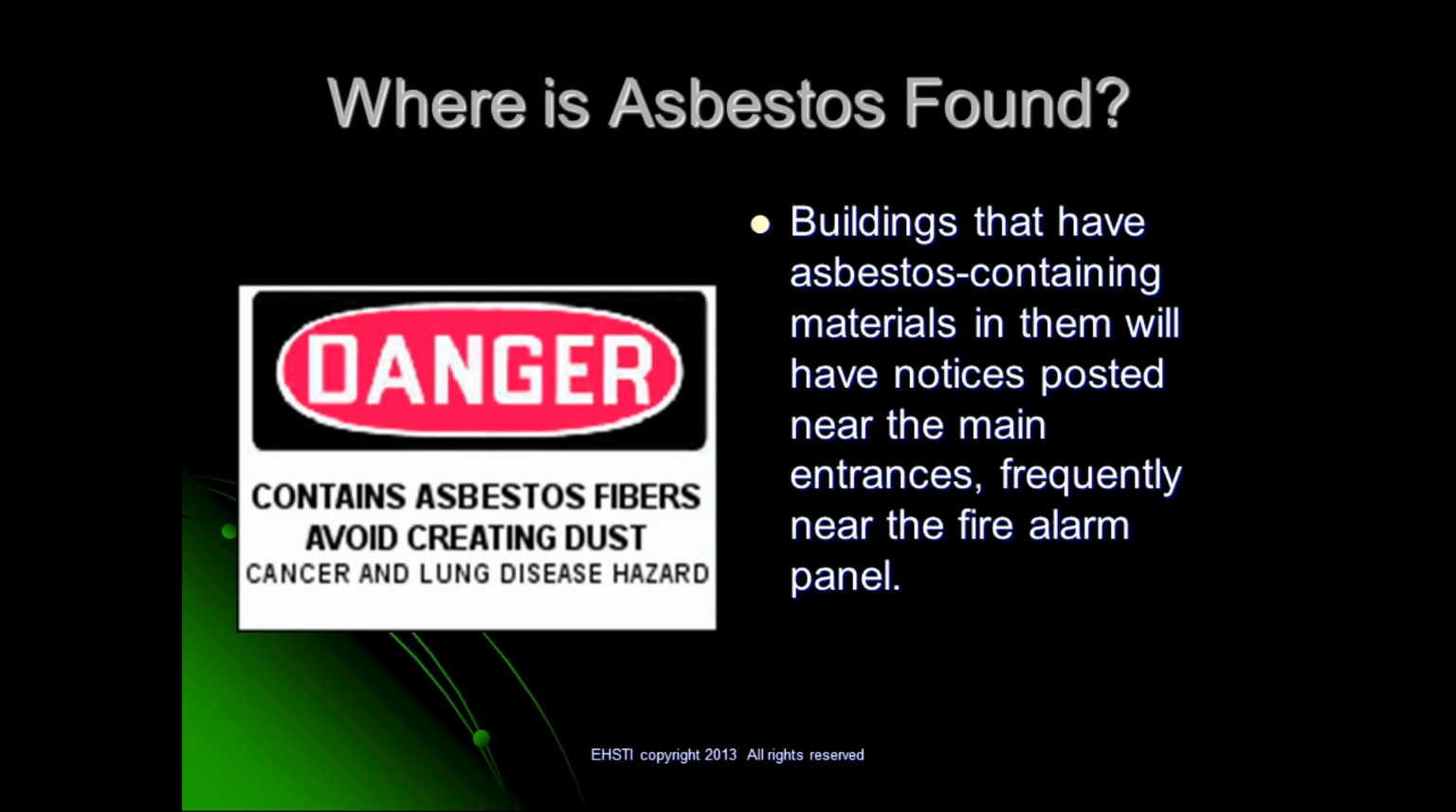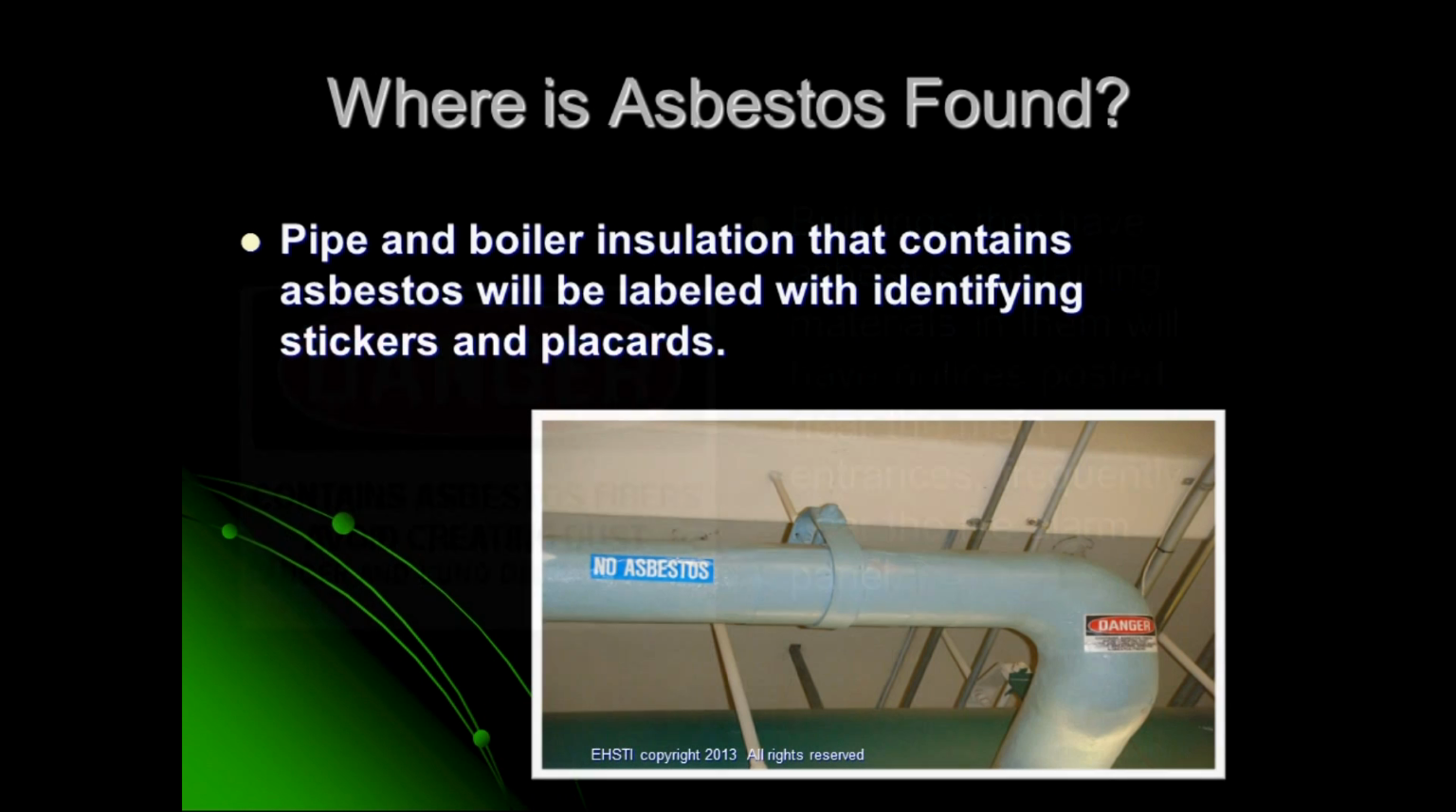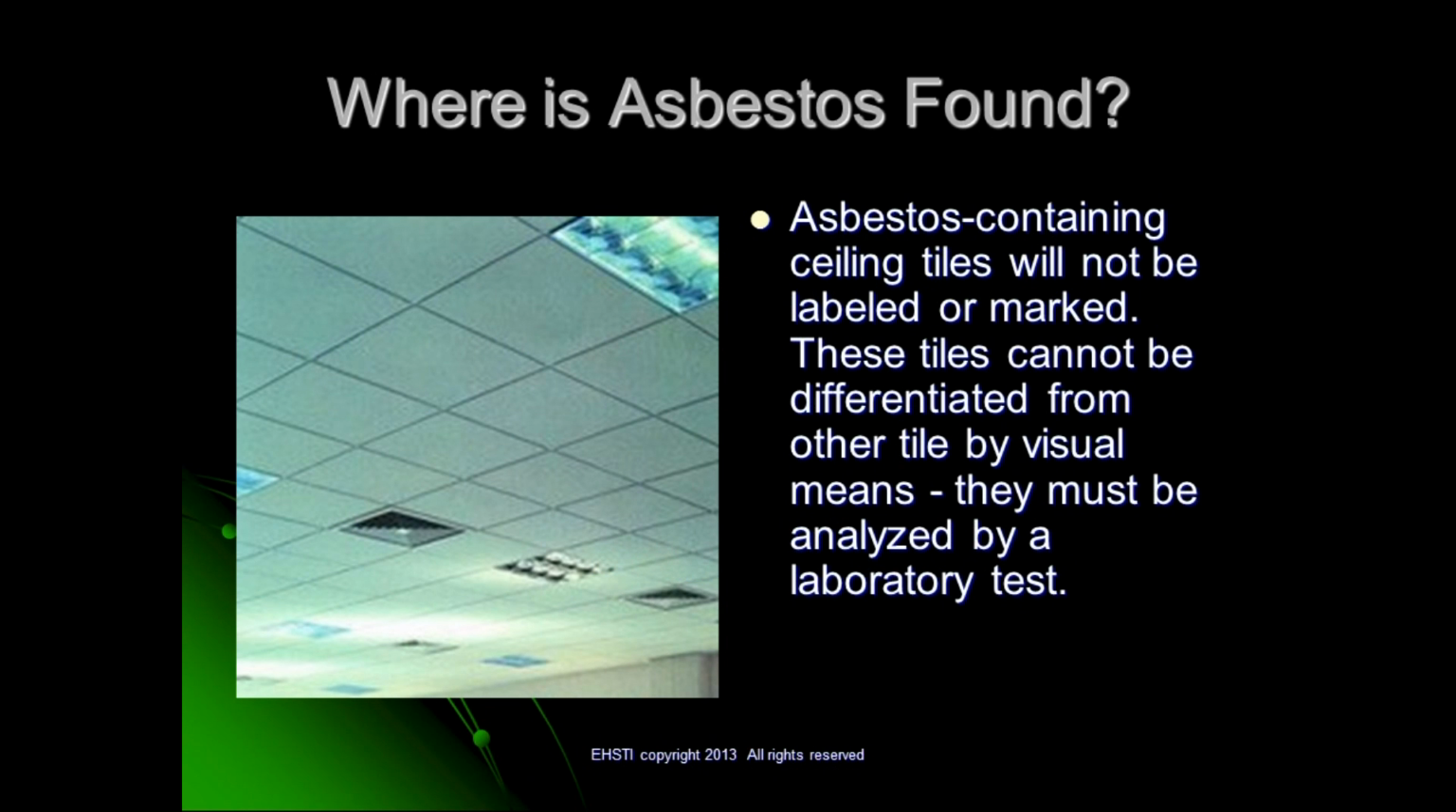Buildings that have asbestos-containing materials in them will have notices posted near main entrances, frequently near the fire alarm panel. Pipe and boiler insulation that contains asbestos will be labeled with identifying stickers and placards.